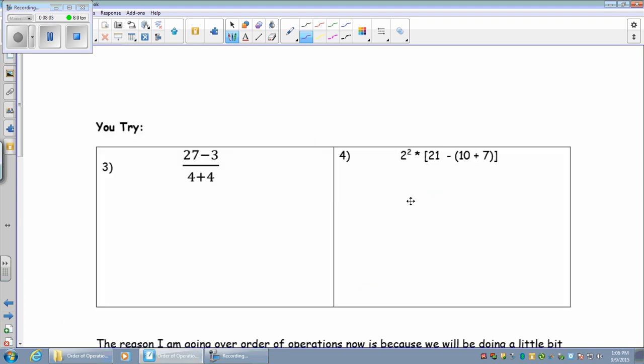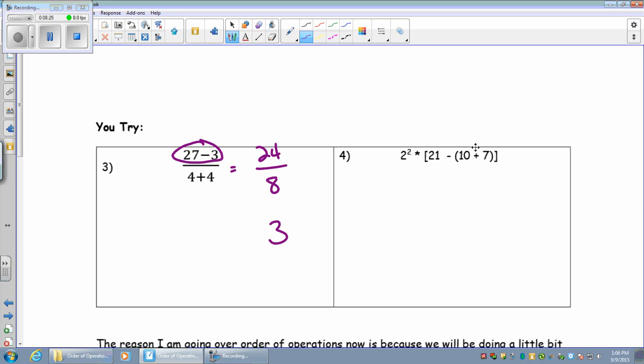Would you guys please try these two? Pause your video, and then unpause it after you've had a chance. All right? So this first one, it looked just like one of those last examples we did. You're supposed to do that first. 27 minus 3 is 24. 4 plus 4 is 8. 24 divided by 8 is just 3.